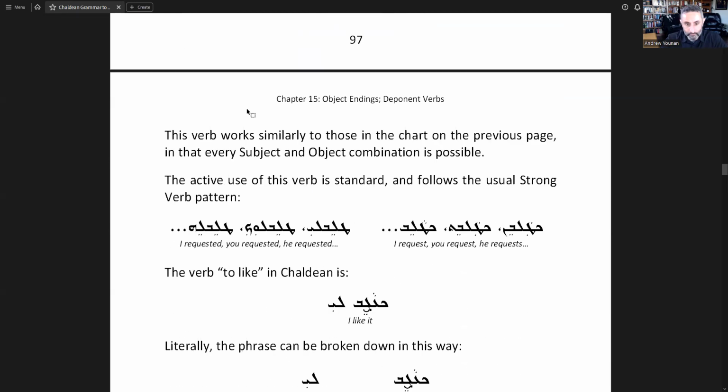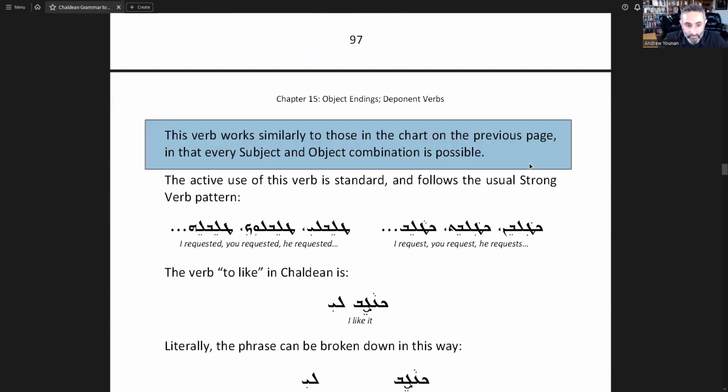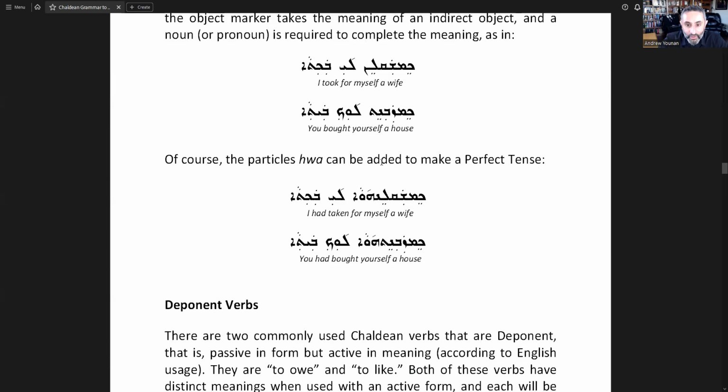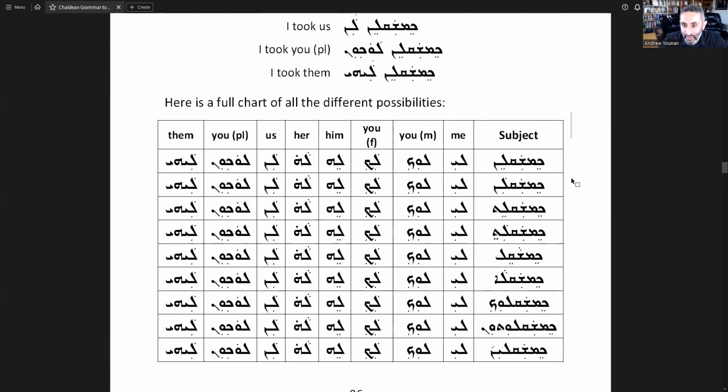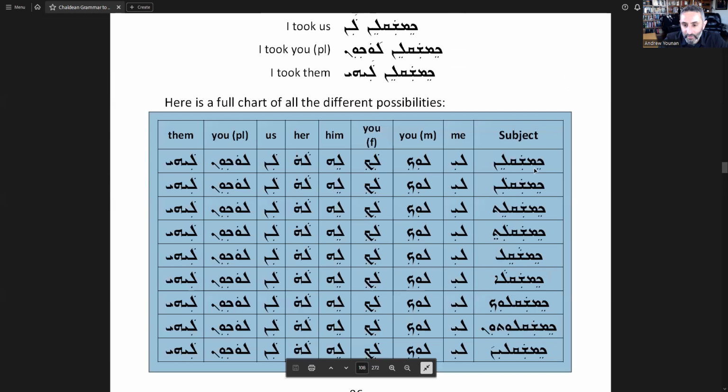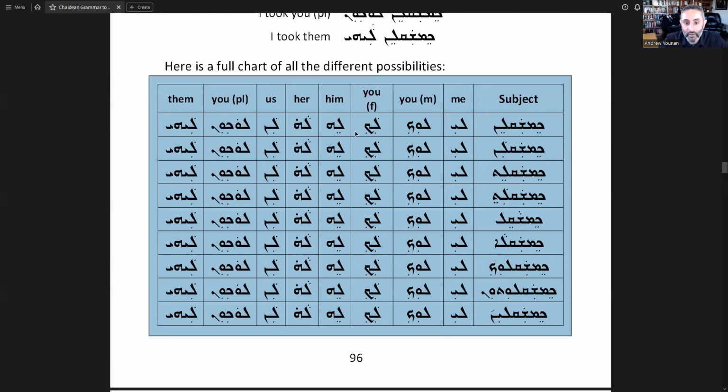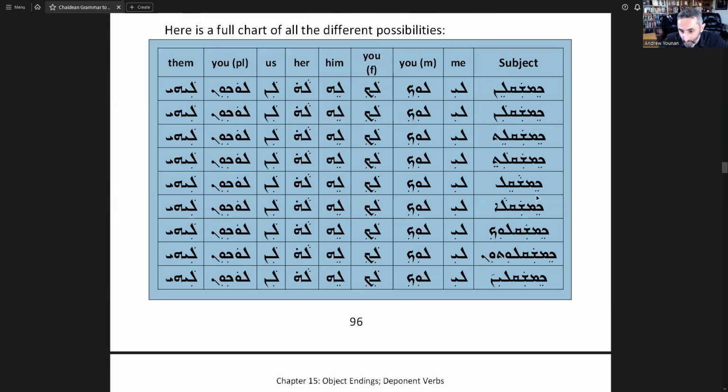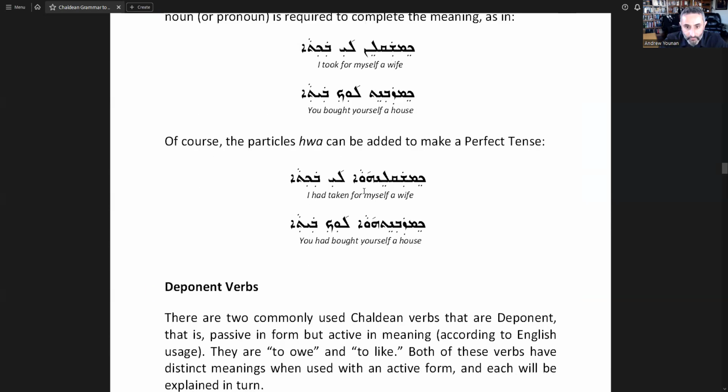All right. This verb works similarly to those in the chart on the previous page in that every subject and object combination is possible. So how do you use this? You go back up to this chart, it's going to be the same thing. So kim tablin nuch is you owe me. I request from you. Kim talbin nach, you feminine owe me. Kim talban le, he owes me when you're feminine. And so on with the rest of this.